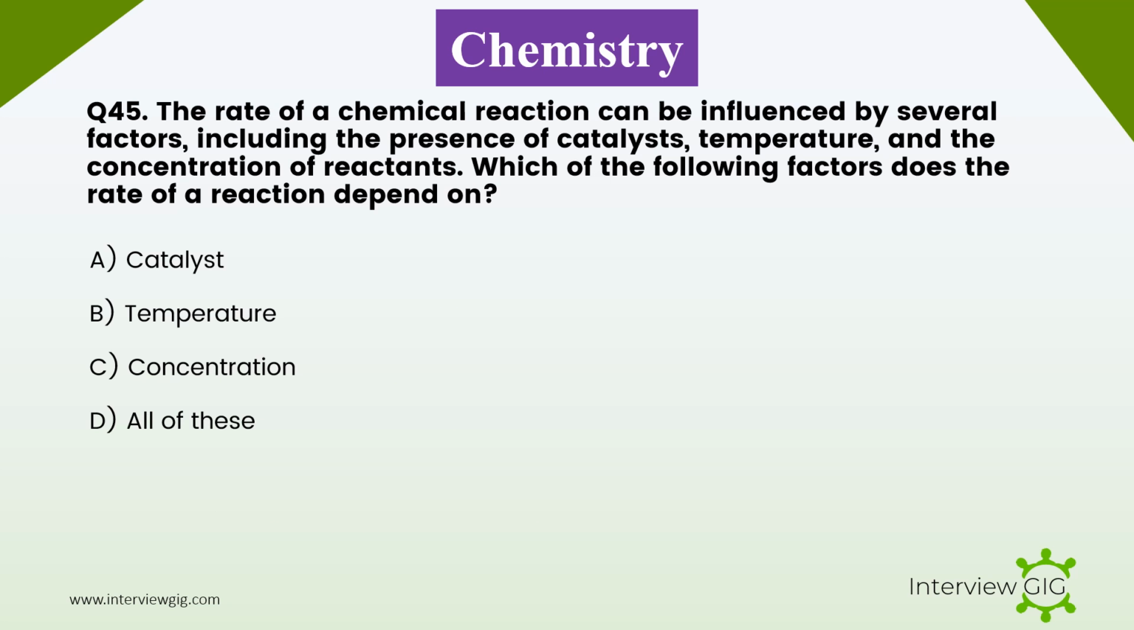Next question. The rate of a chemical reaction can be influenced by several factors, including the presence of catalysts, temperature, and the concentration of reactants. Which of the following factors does the rate of a reaction depend on? A. Catalyst. B. Temperature. C. Concentration. D. All of these. Answer D. All of these.